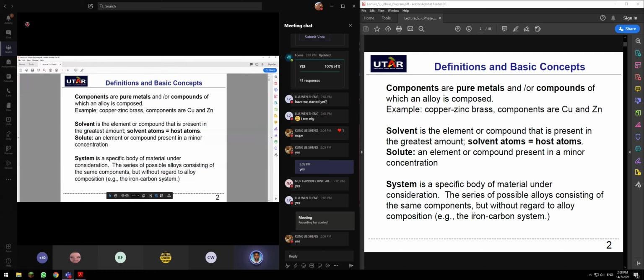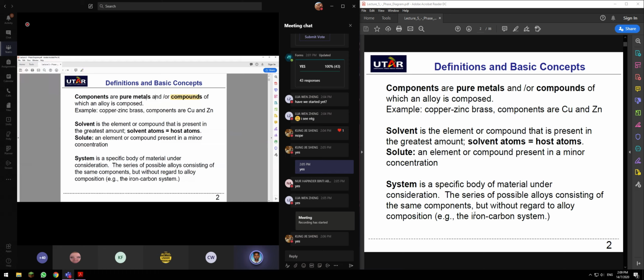Now, before I start the lecture, there are a few definitions and basic concepts that you need to understand. You need to memorize these definitions, and I'll be going through them one by one with you. Components are pure metals and or compounds of which an alloy is composed. So you have pure metals or compounds. We call those components.